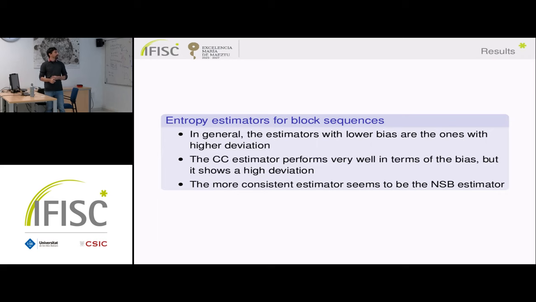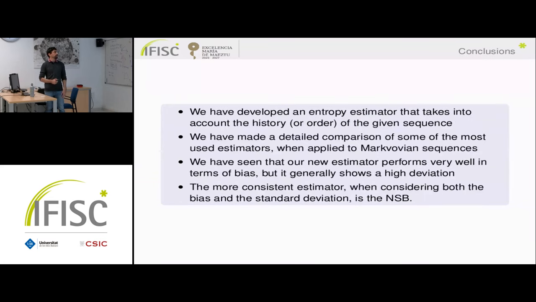Thank you. Just to finish, we have developed a new entropy estimator that takes into account the history of order of the sequence, which, to the best of our knowledge, is the first one to do this. Also, we have made a detailed comparison of some of the most used estimators for Markovian sequences. We can see that in terms of bias, our new estimator performs very well, but when we also consider the deviation, it has some problems. And overall, the one that has the best performance, at least for this system, seems to be the NSB estimator.